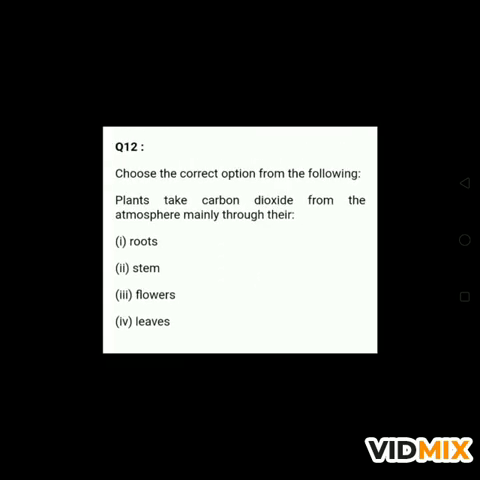So children, this was all about your chapter number 1, nutrition in plants. So we have completed the chapter and the NCERT questions also. So you have to write these questions and answers in your copy. So this was all about this chapter.